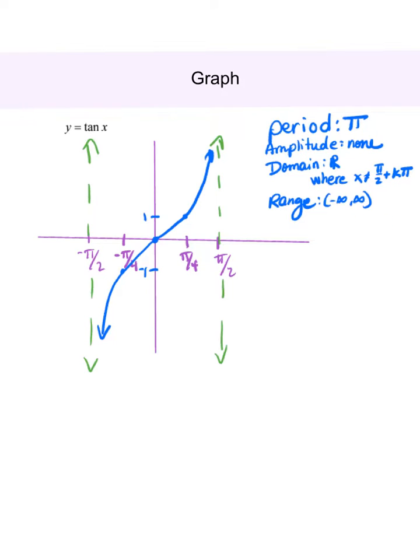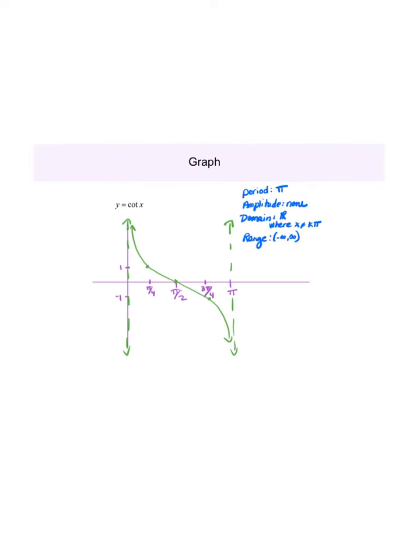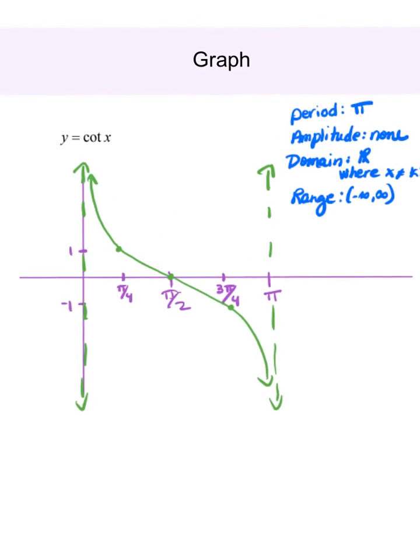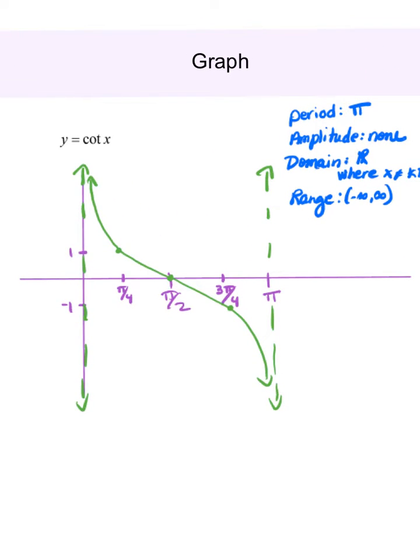Next, I'd like to see what cotangent looks like. And before I do that, just notice that whenever we graph tangent, we're going to be graphing it between asymptotes. So I want to see one continuous graph here. Cotangent looks like this. So I have my asymptotes at x equals 0 and x equals pi.